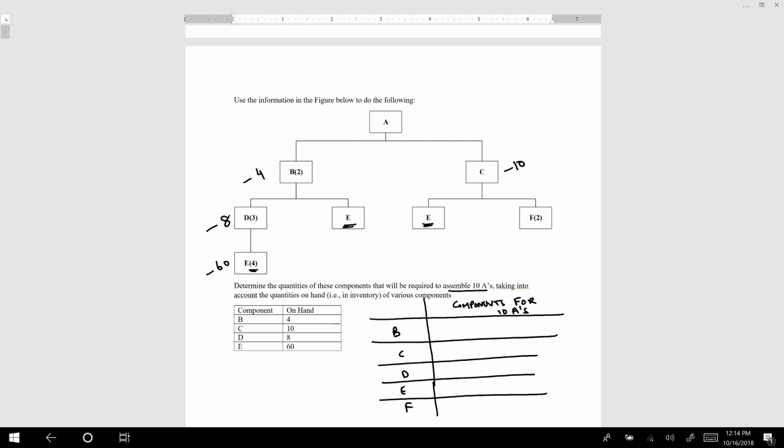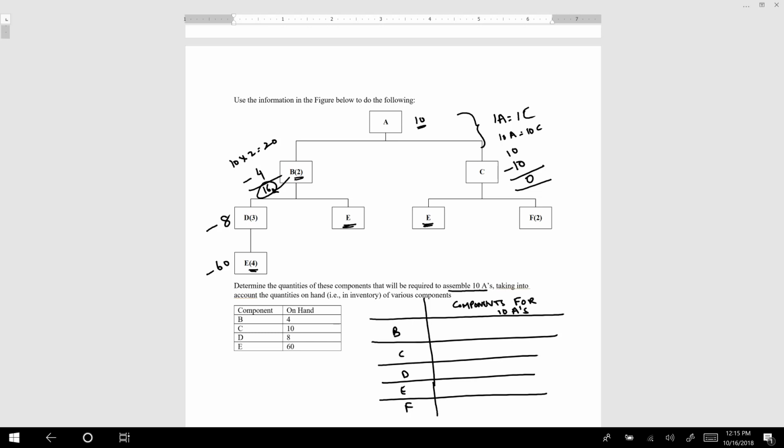So we have a demand for 10 units of A, so I will use 10. So if we have 10 A's, that means how many B's we require? 10 times 2, that is 20 B's we will require. However, we have 4 in hand, so this will become 16. So 16 B's we require. How about C? A, we need 10. So the relationship between these two is 1A is equal to 1C. So to manufacture 10 A's, we will have 10 C's. So we need 10 C's. However, we have 10 on hand, so that is 0.